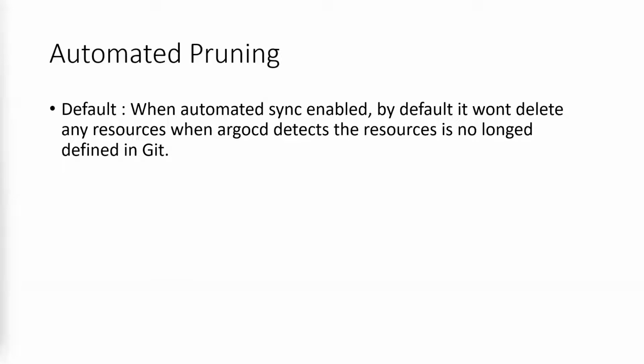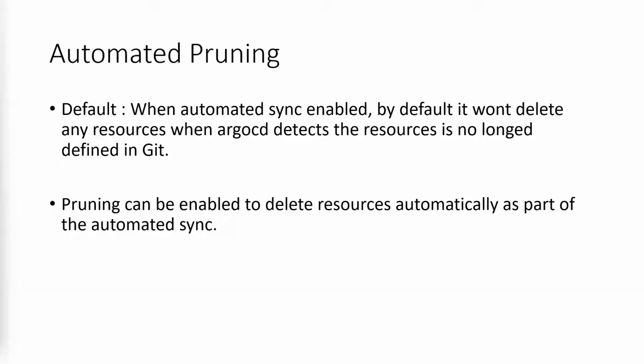So how can we make sure this will be fixed? By default, as I said, whenever you make any change in Git, it won't prune any kind of resource deployed by ArgoCD, right? So you can enable this pruning option. That will delete the resources automatically. With that, whenever there are redundant resources available, those will also be removed from the instance, right?